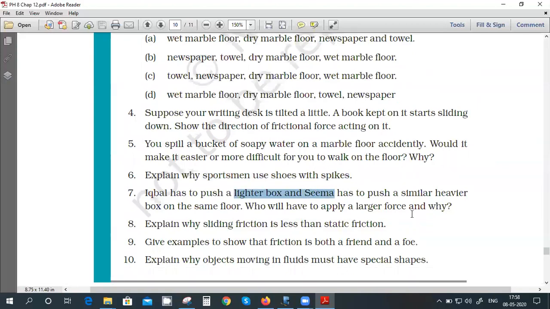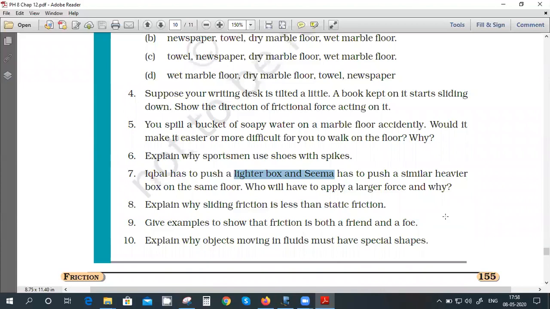Someone has to push a similar heavier box on the same floor. He will have to apply a larger force, and why? Because weight determines how hard friction acts on a surface or an object. Now, how is the friction force more for a heavier object? Gravity is the same, 9.8, right?